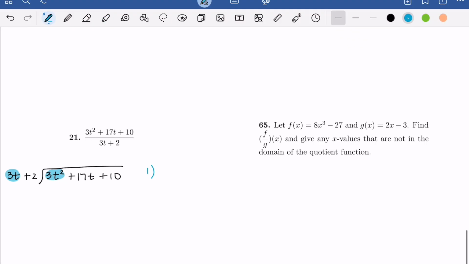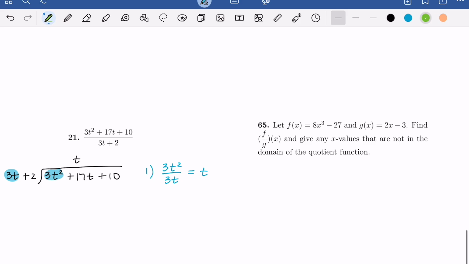So what we're going to do is go ahead and divide these. We're going to take the leading term in our numerator divided by the leading term in our denominator. We're going to end up with t by itself. Now, this result is going to be the first term in our answer, so we're going to go ahead and put t up here.